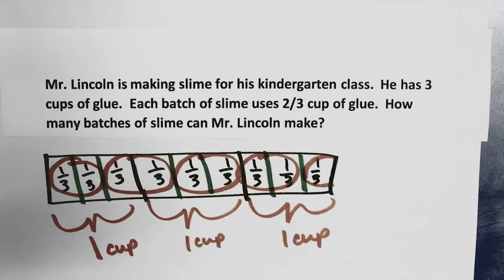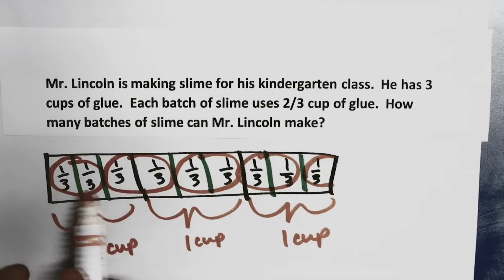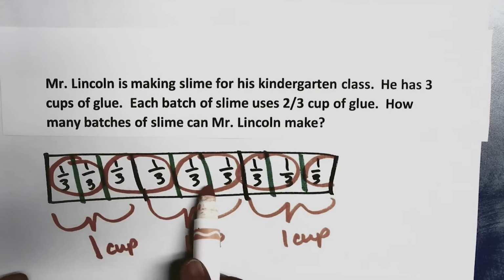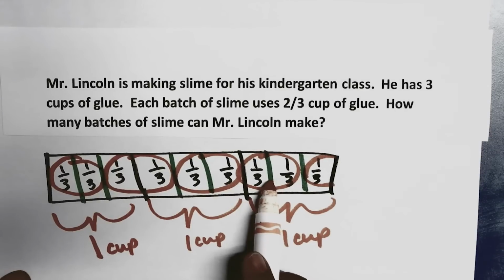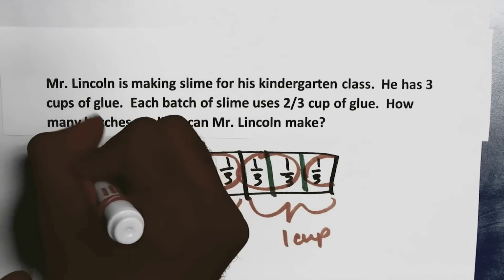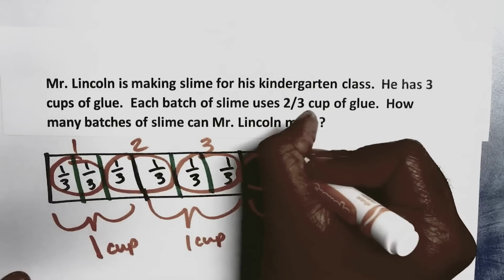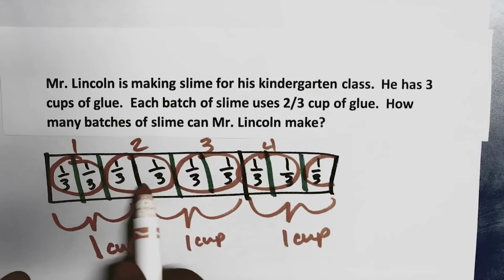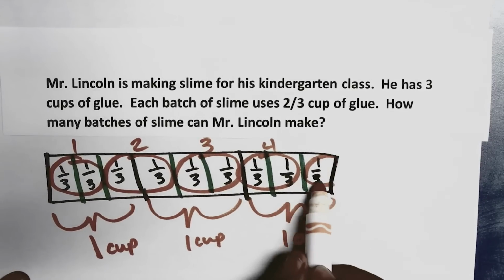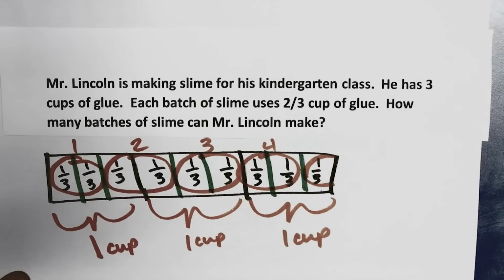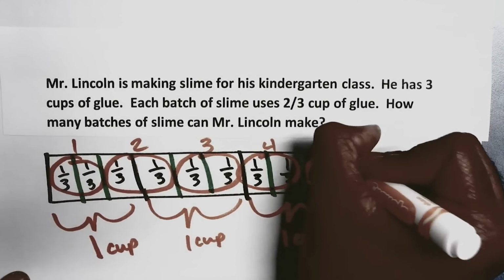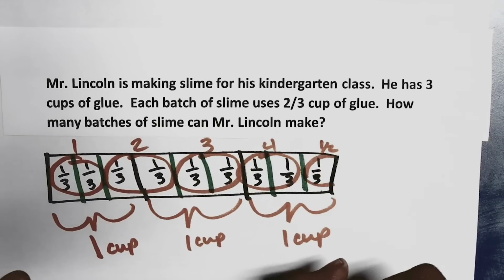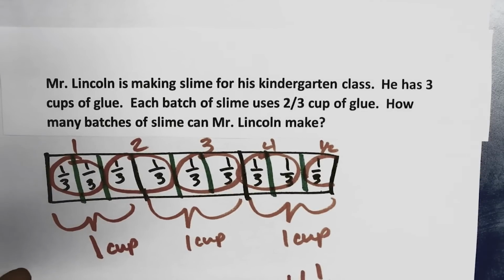So I know that this is 1, 2, 3, 4 batches. But what about this last batch? I know that 2 of the 1/3 make 1 batch. But this is half of the 1/3. So how many batches does this make? Correct, 1/2. So I can make a total of 4.5 batches.